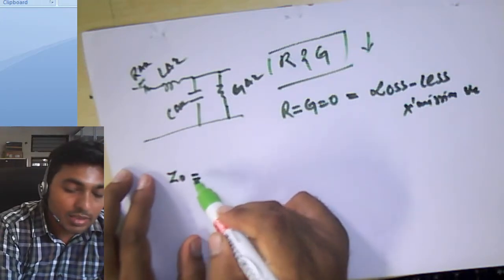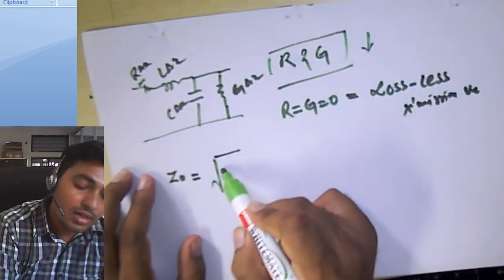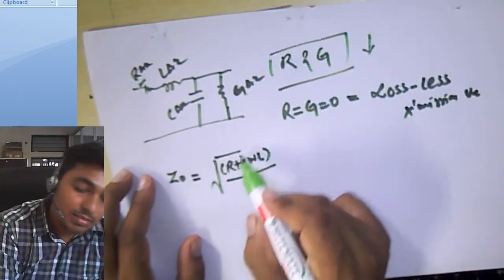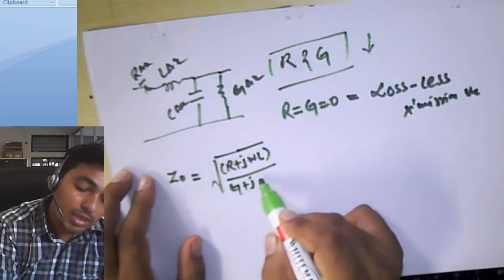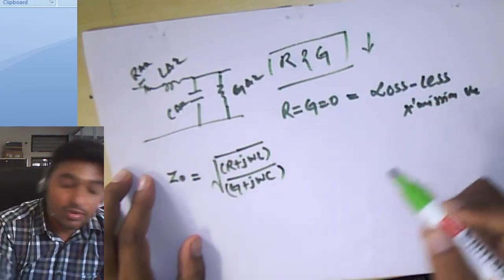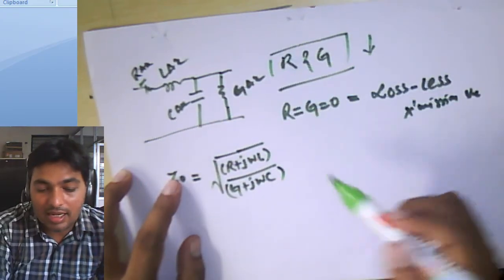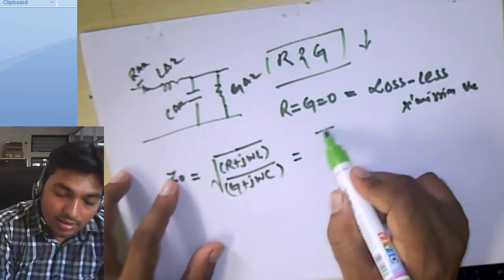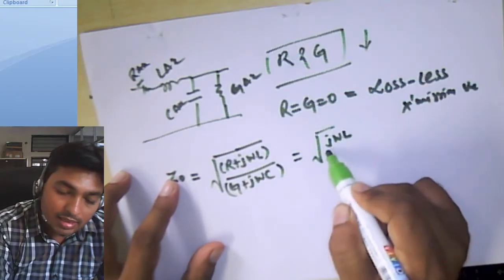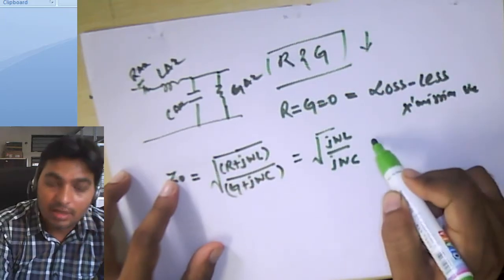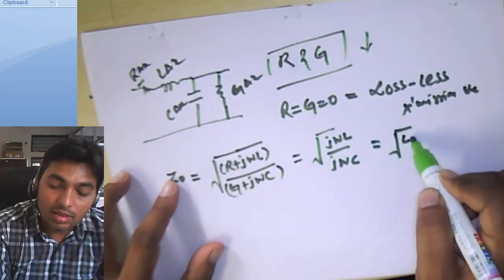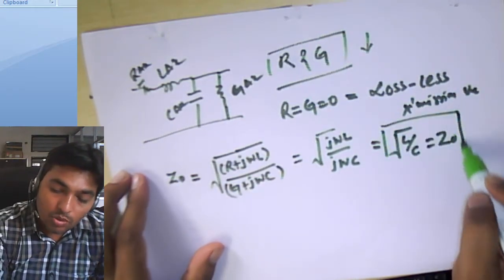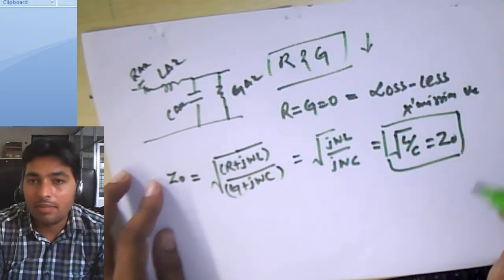Now let us first take the equation of characteristic impedance. We have defined characteristic impedance as the square root of R plus j omega L divided by G plus j omega C. For the lossless line, as the condition suggests, R is equal to G is equal to 0, so we will have only the square root of j omega L divided by the square root of j omega C. It means this will be equal to the square root of L by C. So the characteristic impedance will only depend upon the square root of L by C.